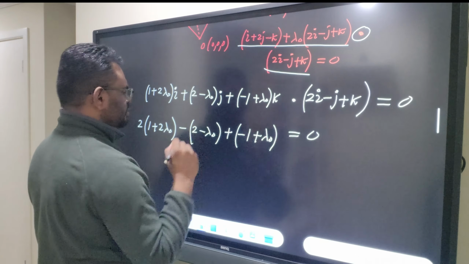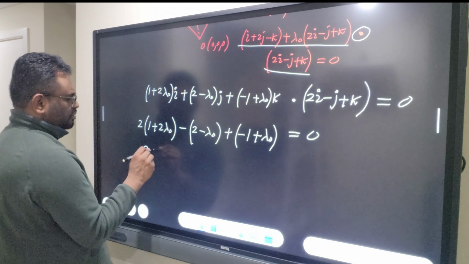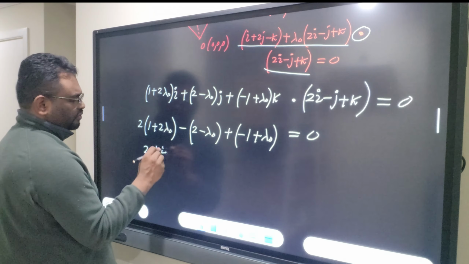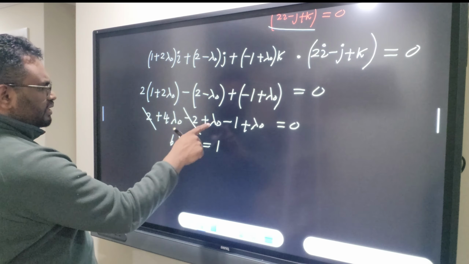So now it's just a matter of finding lambda 0. From here you get 4 lambda 0, right? So 2 plus 4 lambda 0, then here you get minus 2 plus lambda 0, then you get minus 1 plus lambda 0, and that is going to be 0. So now you can see 2 lambda 0, there's going to be 6 lambda 0 now. Then plus 2 goes with minus 2, so you have minus 1 here, move to the side, so it's going to be 1. Okay, now let's see. So 4, 5, 6, 2 gone, and then minus 1. Okay, good. So now from here you get lambda 0 to be 1 divided by 6, correct? So we got that.